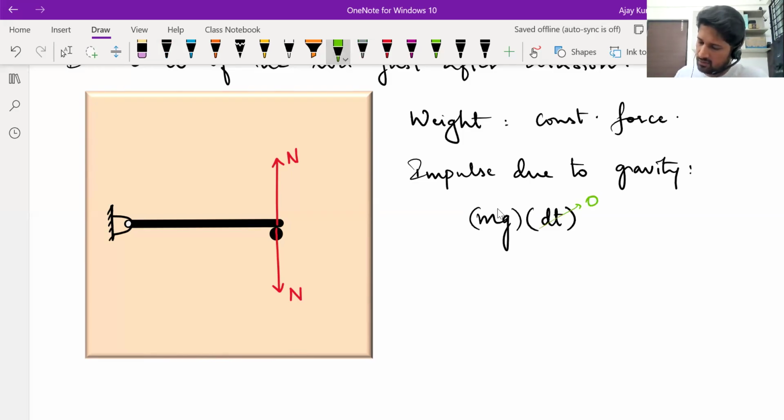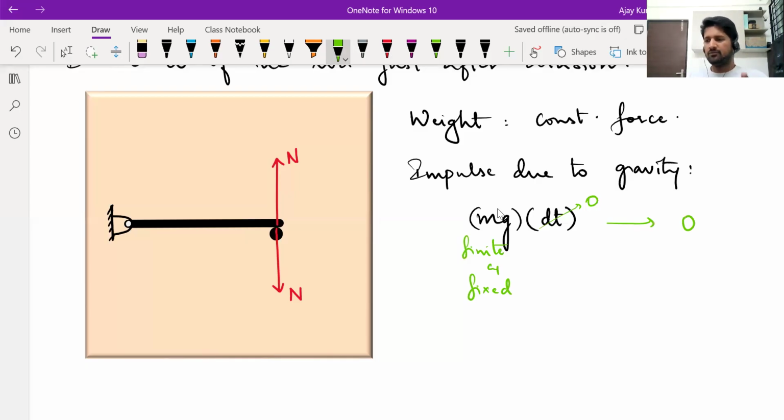dt tends to 0. mg cannot tend to infinity. mg is not an impulsive force. It cannot increase its magnitude suddenly. It's a fixed amount of force. So this is a finite and fixed amount of force. If you multiply such finite and fixed terms with something which tends to 0, the whole thing will tend to 0.